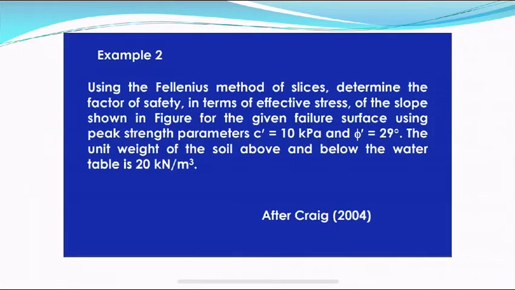Now let us consider another example 2, wherein using the Fellenius method of slices, determine the factor of safety in terms of effective stress of the slope shown in the figure, for the given failure surface, using peak strength parameters c' equal to 10 kilopascal and phi' equal to 29 degrees. The unit weight of the soil above and below the water is given as 20 kilonewton per meter cube. So in this Fellenius method of slices, the factor of safety needs to be determined in terms of effective stress.